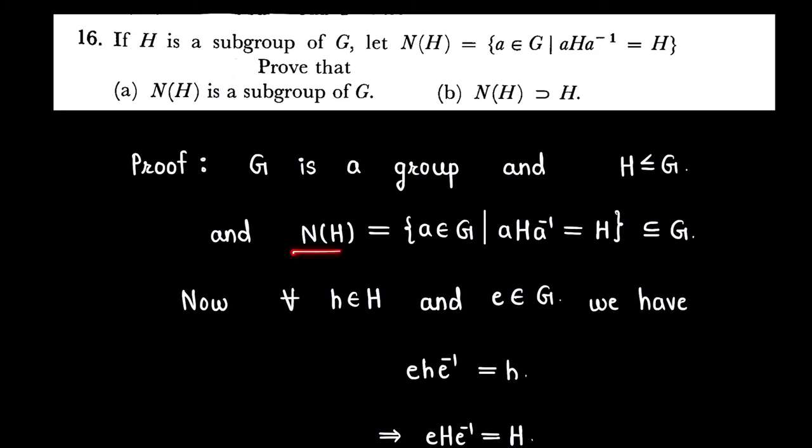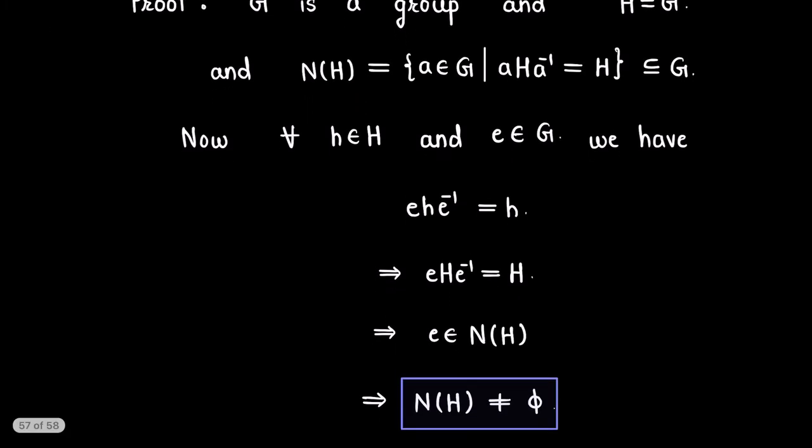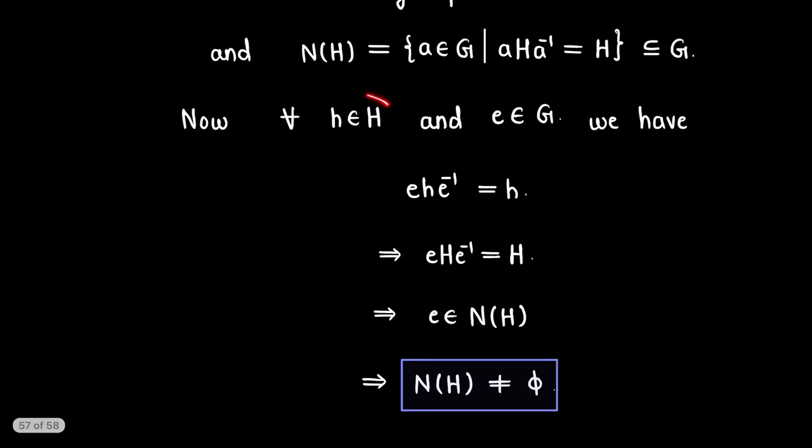Firstly, we will prove that N(H) is non-empty. Now for all elements h in subgroup H and the identity element e in G, note that e will also be an element of H as H is a subgroup of G. Now we have eHe⁻¹ is the same as H. This is clearly true because e is the identity element of group G. Now as this holds for all elements in subgroup H, we have eHe⁻¹ equal to H, and thus by definition of N(H), e is a member of N(H), and thus N(H) is a non-empty set. So we can proceed further.